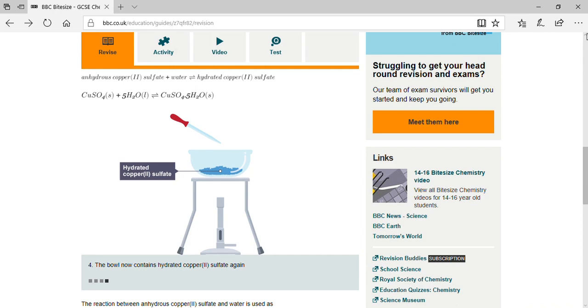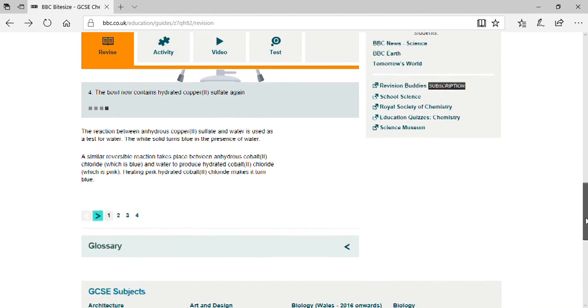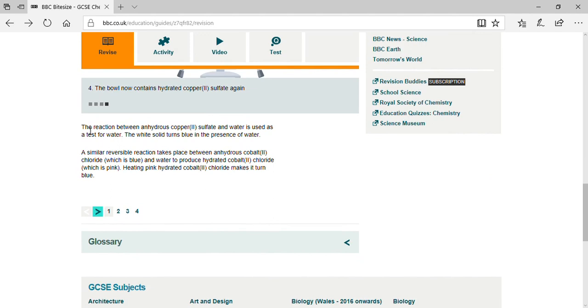What did we do here? Firstly we take hydrated copper sulfate in the bowl, then we light the Bunsen burner, and the water is driven off from there, okay, and then the remaining anhydrous copper sulfate is what you will get. But when you add a few drops of water again to that anhydrous copper sulfate, it will convert again into hydrated copper sulfate. Clear? Great.